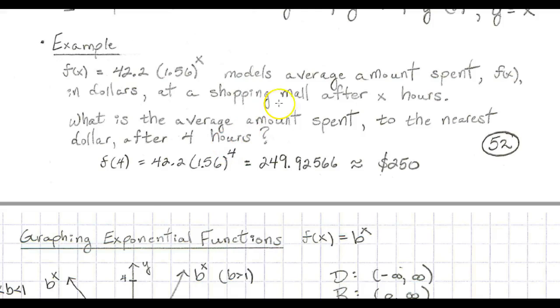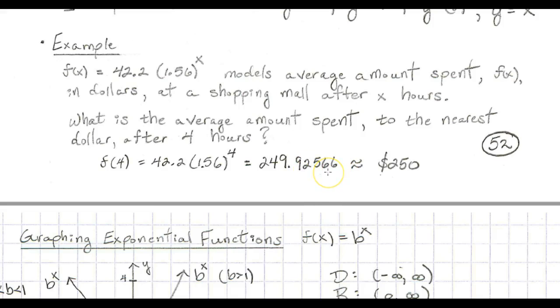And so the number of hours is x, so you're plugging in 4 for x. So you would have to plug this into your calculator. You'd say 42.2 times, and then you would need the b to the x button, so you'd have 1.56, and you hit the b to the x, hit 4, hit enter, and then that would come back. Again, play with your calculator. Make sure when you do this calculation, you get this number. This is correct, and you'll know if you're doing it correctly.